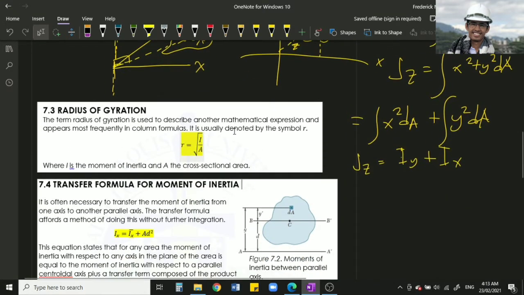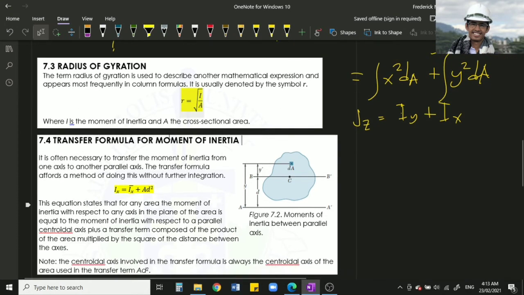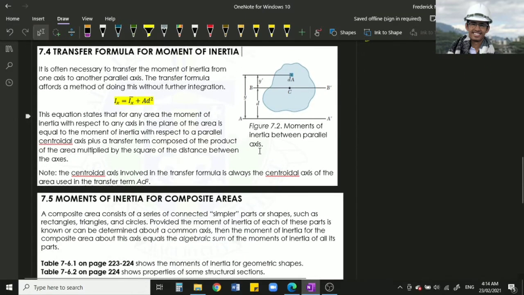And we have the radius of gyration. The term radius of gyration is used to describe another mathematical expression and appears most frequently in column formulas. It is denoted by the symbol small letter r. Yung radius of gyration natin is equivalent lang sa square root of I over A, where I is the moment of inertia and A is the cross-sectional area. And we have the transfer formula for moment of inertia.